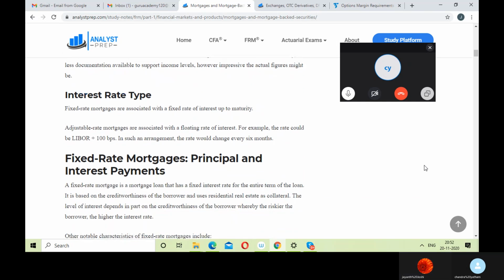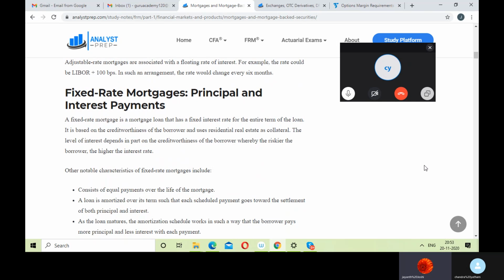Next, interest rate type. Loans you take from a bank can be a fixed interest loan or a floating interest loan. Fixed interest loan means you will be paying fixed interest up to maturity. But for floating rate, you will be paying LIBOR plus some basis points.